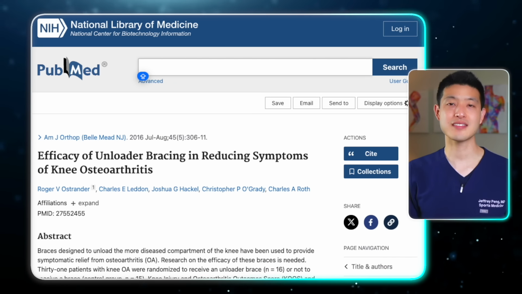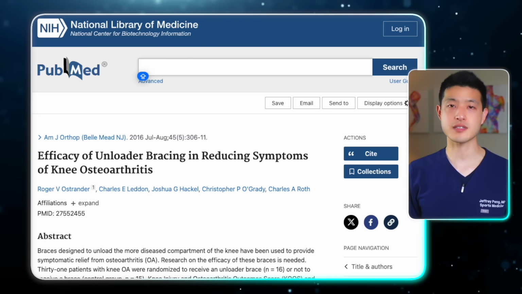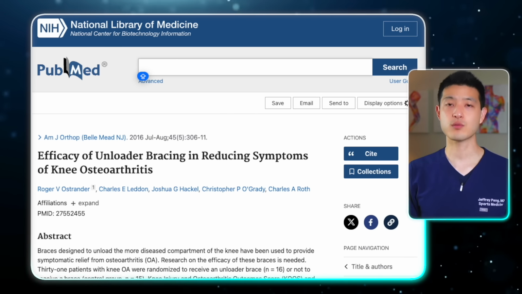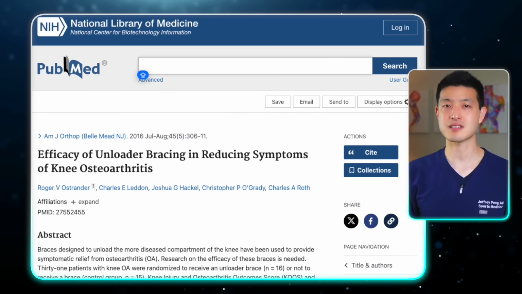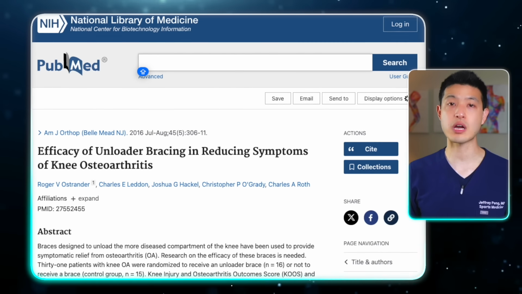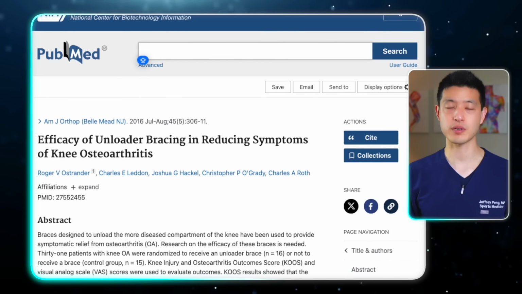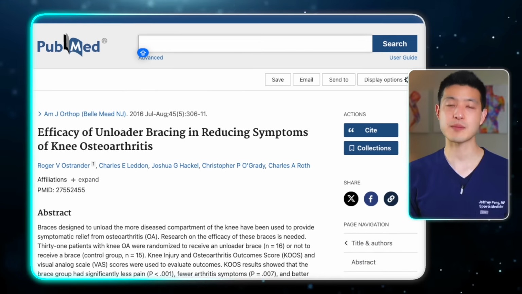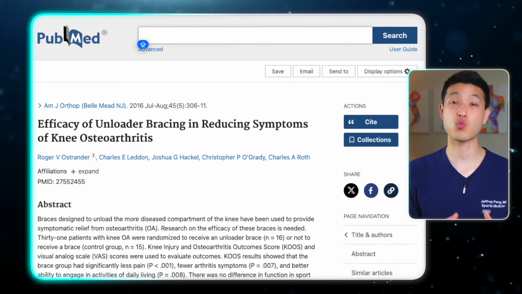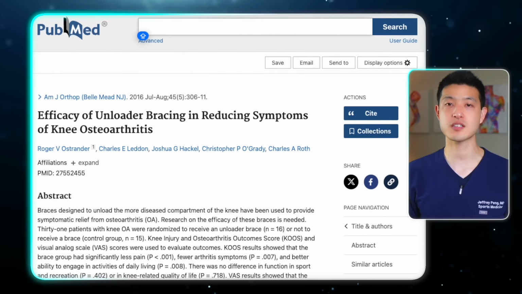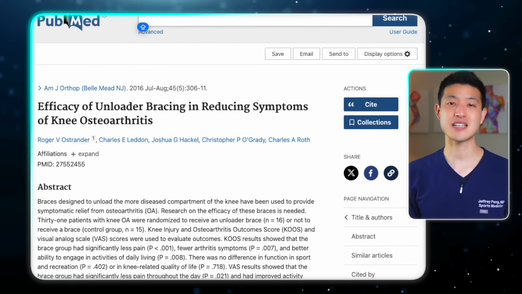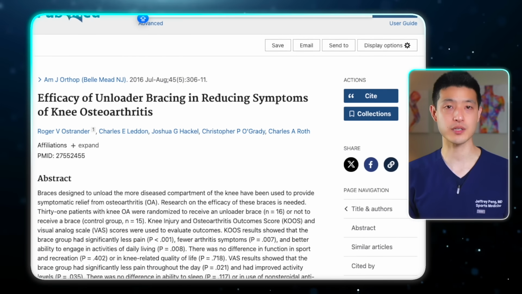This study looked at the efficacy of unloader braces when compared to placebo. The results showed that unloader braces led to better pain reduction throughout the day as well as during physical activity at the 1-year follow-up. However, it's worth noting that patients initially experienced worsened symptoms during the first 6 weeks of using the brace, indicating a significant adjustment period.